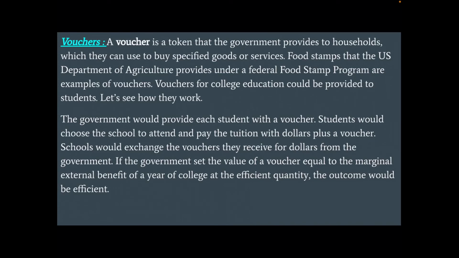The government would provide each student with a voucher. Students would choose the school to attend and pay the tuition with dollars plus a voucher. Schools would exchange the vouchers they receive for dollars from the government. If the government set the value of a voucher equal to the marginal external benefit of a year of college at the efficient quantity, the outcome would be efficient.